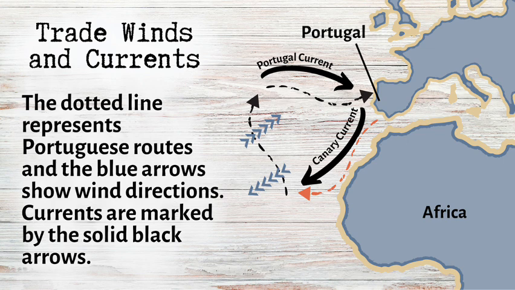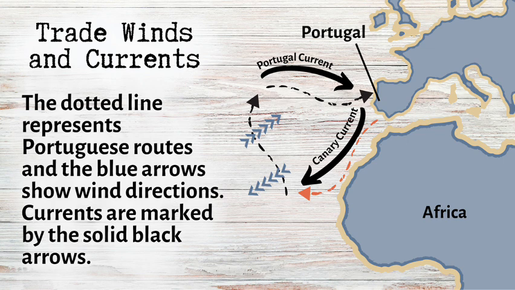Before Portuguese navigators learned how to use currents and trade winds to their advantage, Portuguese ships would sail down the coast of Africa along the orange-marked route. To get back to Portugal, they would simply retrace the same route, going against the Canary Current.